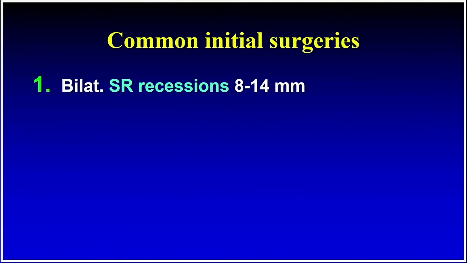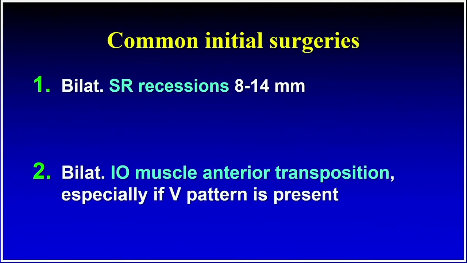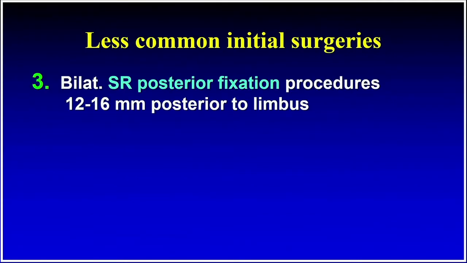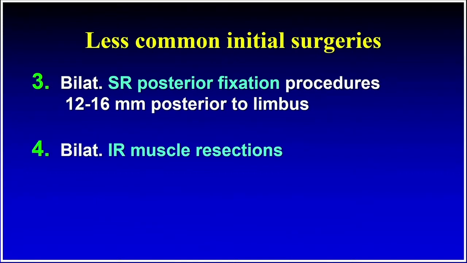That's the bilateral superior rectus recessions. That, to me, is the most common thing and what I do most of the time. Many people, though, like bilateral inferior oblique anterior transpositions, especially if a V pattern is present. And there's some less common initial surgeries as well, such as bilateral superior rectus muscle posterior fixation procedures, 12 to 16 millimeters posterior to the limbus, or bilateral inferior rectus muscle resections.